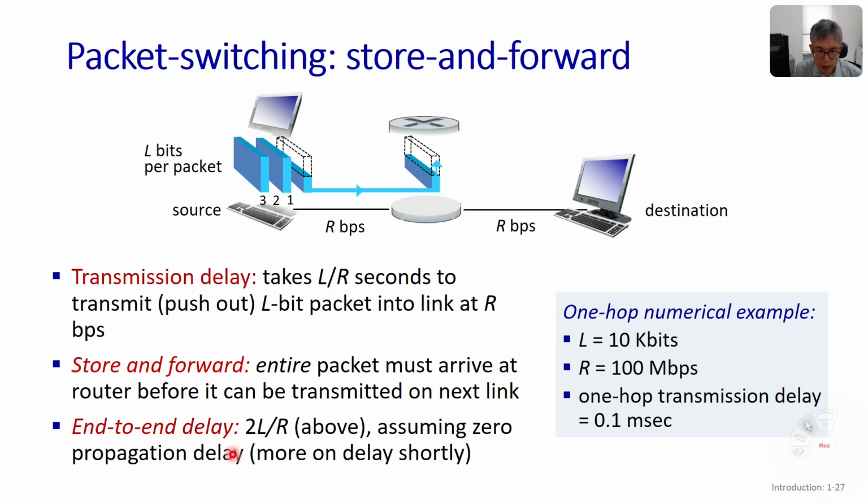End-to-end delay: from here to here is the one-way end-to-end delay. But the round trip is two-way. In that case, 2L divided by R, assuming 0 propagation delay. But in reality, propagation delay exists. One numerical example: the message size L is 10k bits and transmission rate R is 100 Mbps. In that case, the one-hop transmission delay is L divided by R.